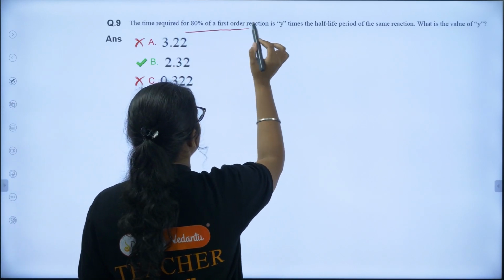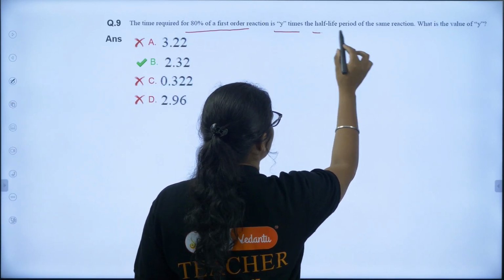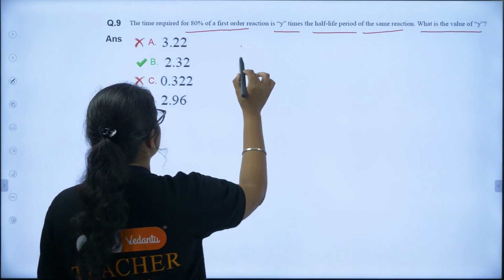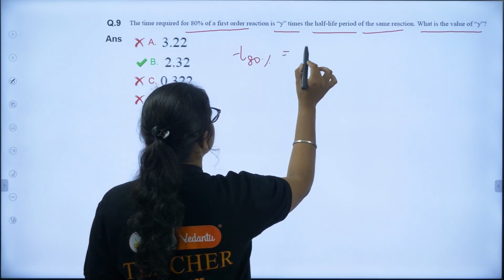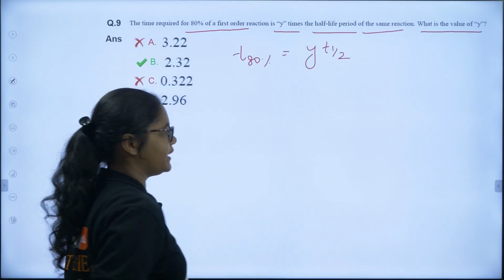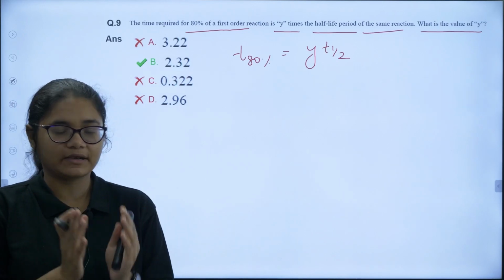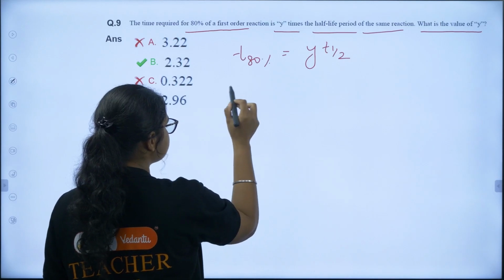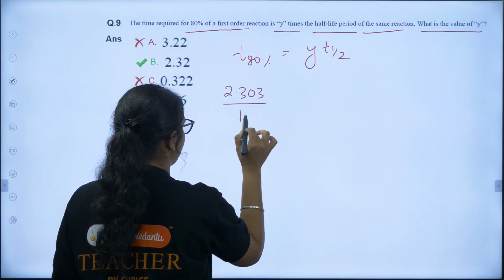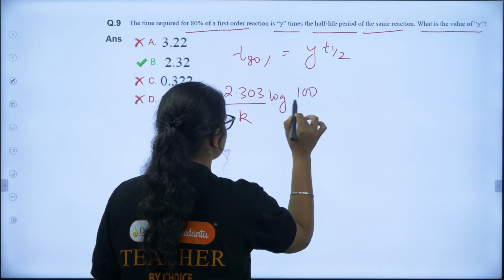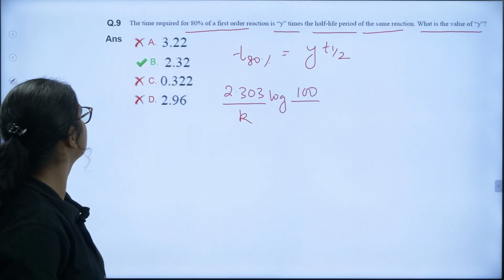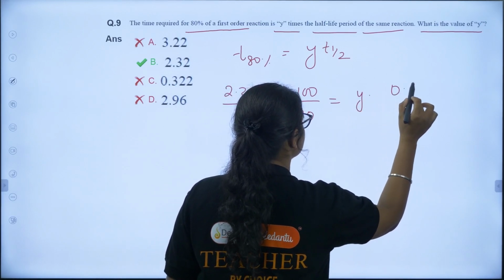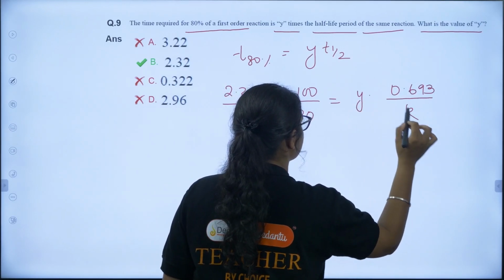Now let us see the next question. The time required for 80% completion of a first order reaction is Y times the half-life period of the same reaction. What is the value of Y? So the question is telling the time required for 80% of a reaction is Y times the t half of the same reaction. For the same reaction, the rate constant value will be same. So now for this one, what we can write? This one will be 2.303 by K log of 100. Now 80% is already reacted, right? So how much will be left? 20. This will be equal to Y times of t half, which is 0.693 by K.